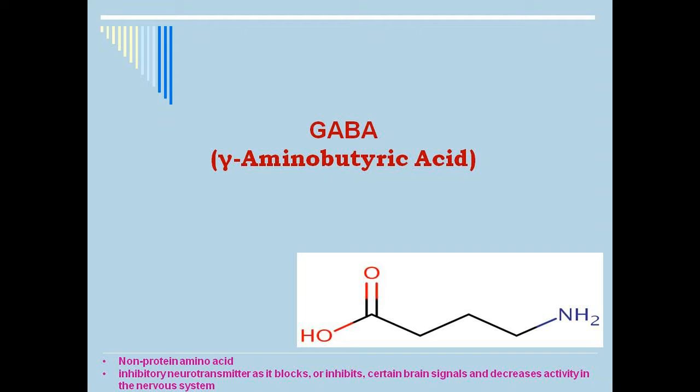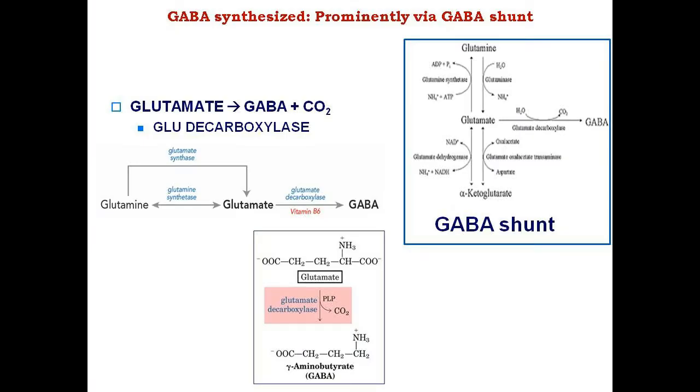So the next neurotransmitter generated from amino acid is GABA, or gamma aminobutyric acid. Now GABA is referred to as a non-protein amino acid, and it is an inhibitory neurotransmitter because it blocks or inhibits certain brain signals and thereby decreases the activity of the nervous system. So coming to GABA synthesis, it prominently takes place by the GABA shunt. So it is shown in this slide.